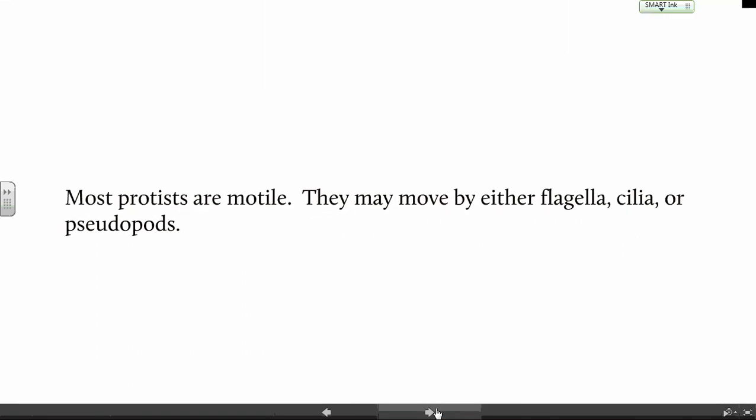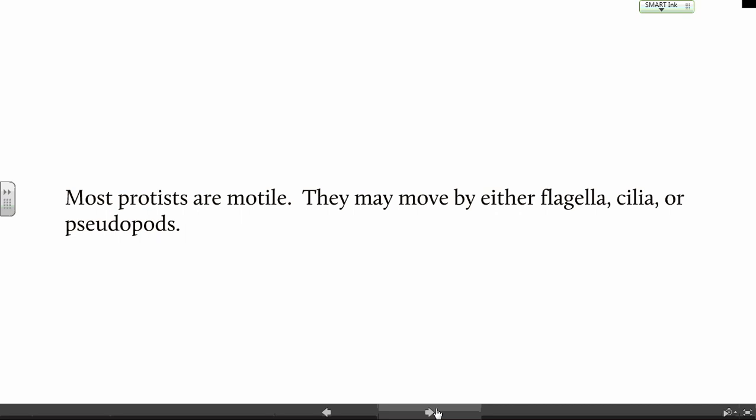In terms of how they move, most protists are motile, meaning they can move on their own. We just saw the euglena that moved with a flagella. There are lots of protists that have that long whip-like flagella. There are also several that move with shorter hair-like structures, cilia. What's probably the most famous protist with cilia? The paramecium. We've said several times it sort of looks like what? A hairy shoe. Uses those cilia to move though.